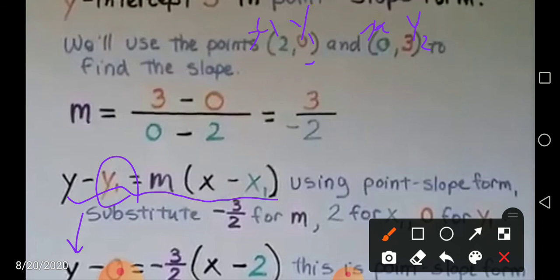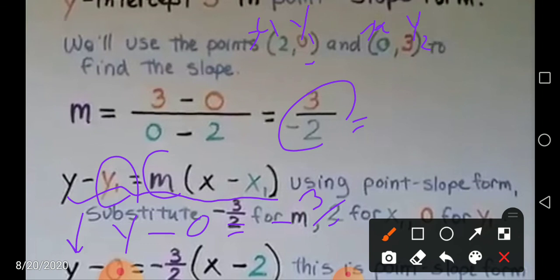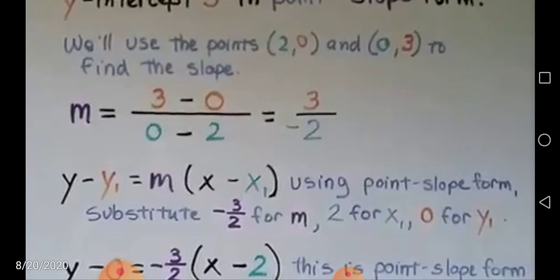So I'll write here 0. y minus 0 equals what? m. I calculated m as negative 3 halves. So I have negative 3 over 2, open brackets, times x minus x sub 1. Where is x sub 1? 2. Is it easy now? I think it's easier now.